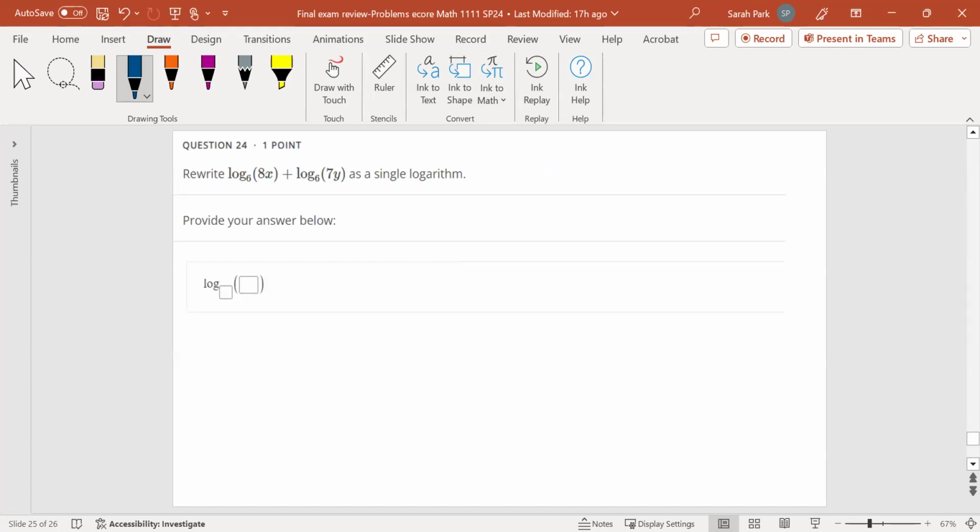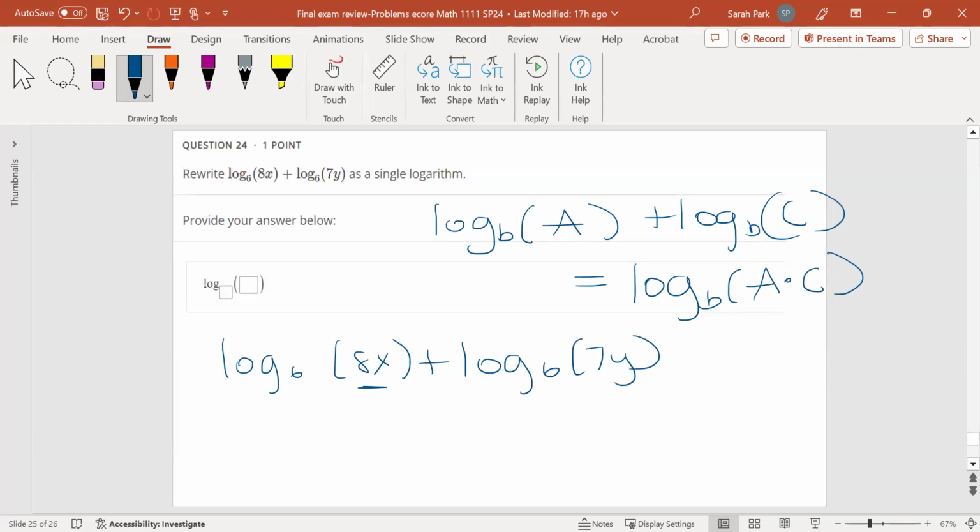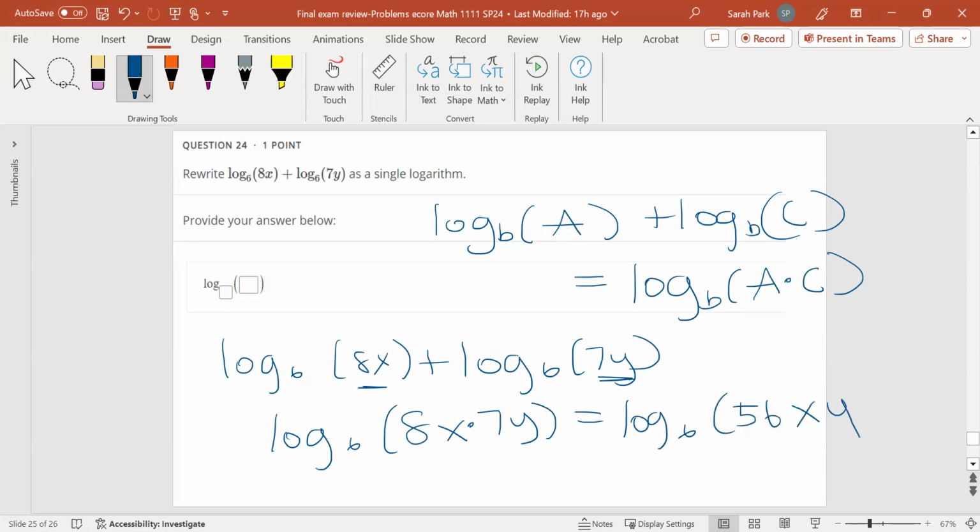Okay, number 24, rewrite log base 6 of 8x plus log base 6 of 7y as a single logarithm. This takes us back to the product rule. The product rule says if you have log base b of a plus log base b of c, we can write that as log base b of a times c. In this case, we have log base 6 of 8x plus log base 6 of 7y. We can combine these as products using the product rule. We get 8x times 7y, which becomes log base 6 of 56xy. So I guess we would write 6 here and then 56xy there.